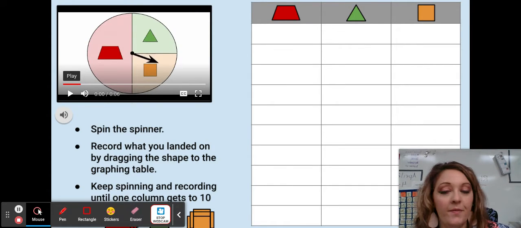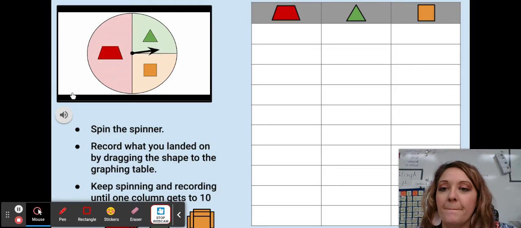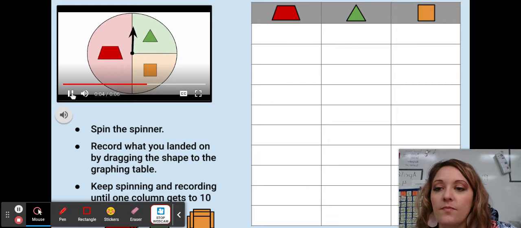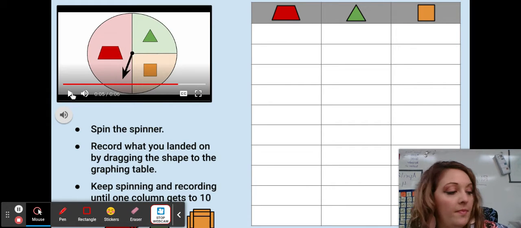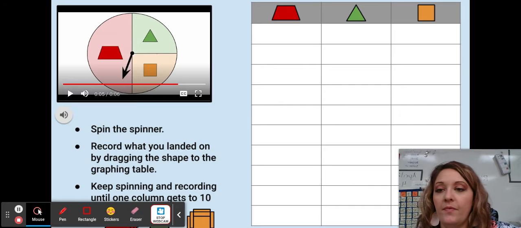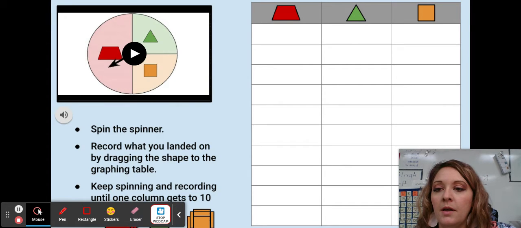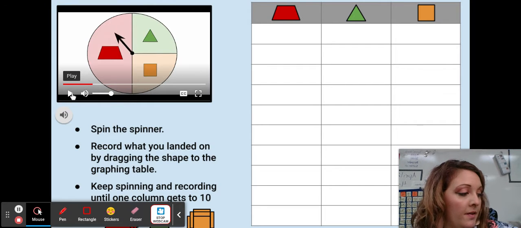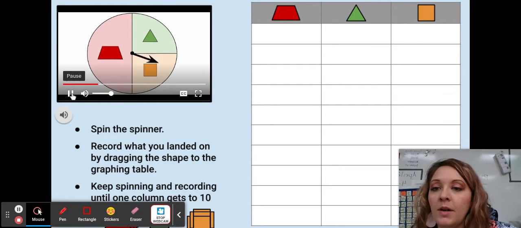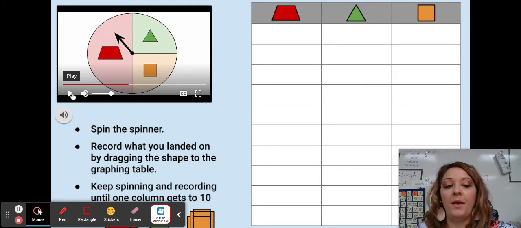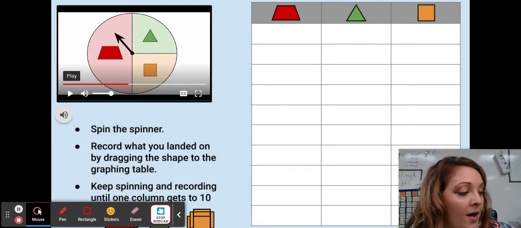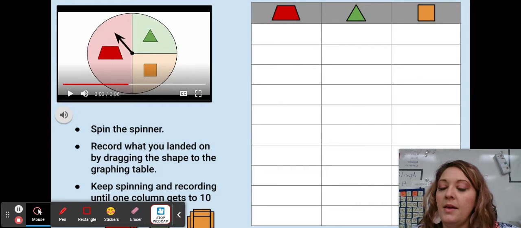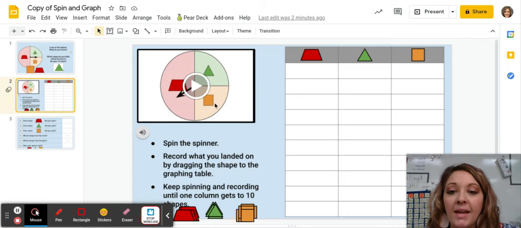Six, square. Seven, triangle. Eight, parallelogram. Two more times. Nine, parallelogram. And one last time, parallelogram. All right, so now I'm going to go back to my graph page and I'm going to put these shapes in there.